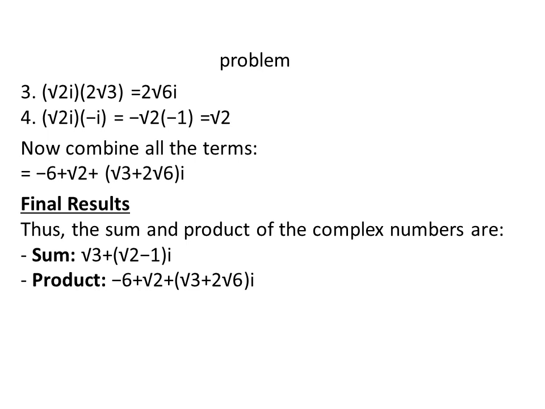Thus the sum and the product of the complex numbers are as follows. The sum is √3 + (√2 − 1)i, and the product becomes −6 + √2 + (√3 + 2√6)i. This finishes the problem, and that's all for this session.